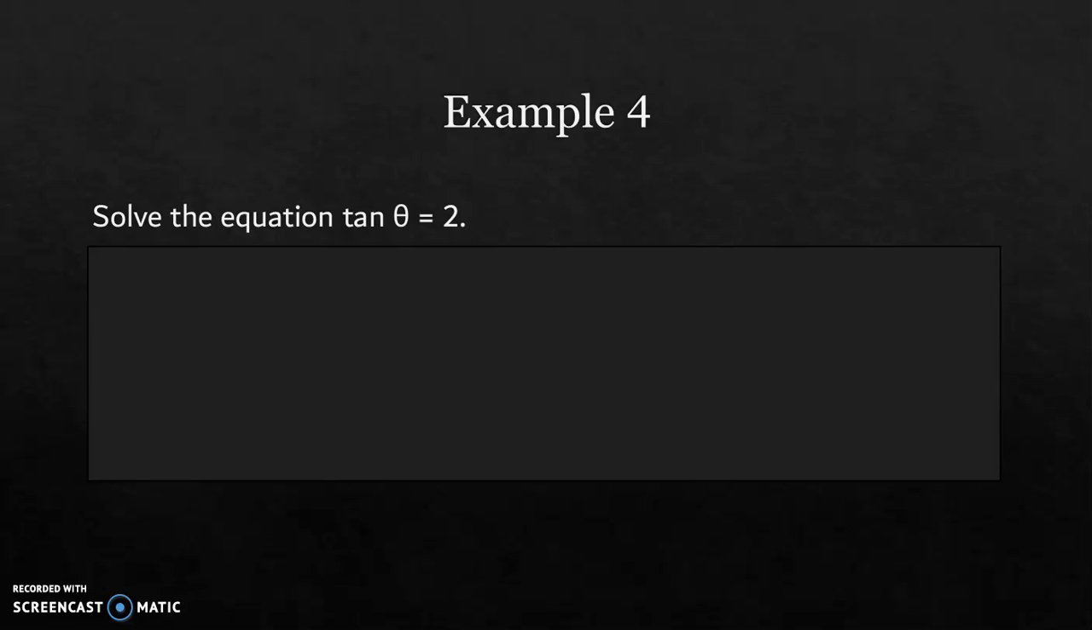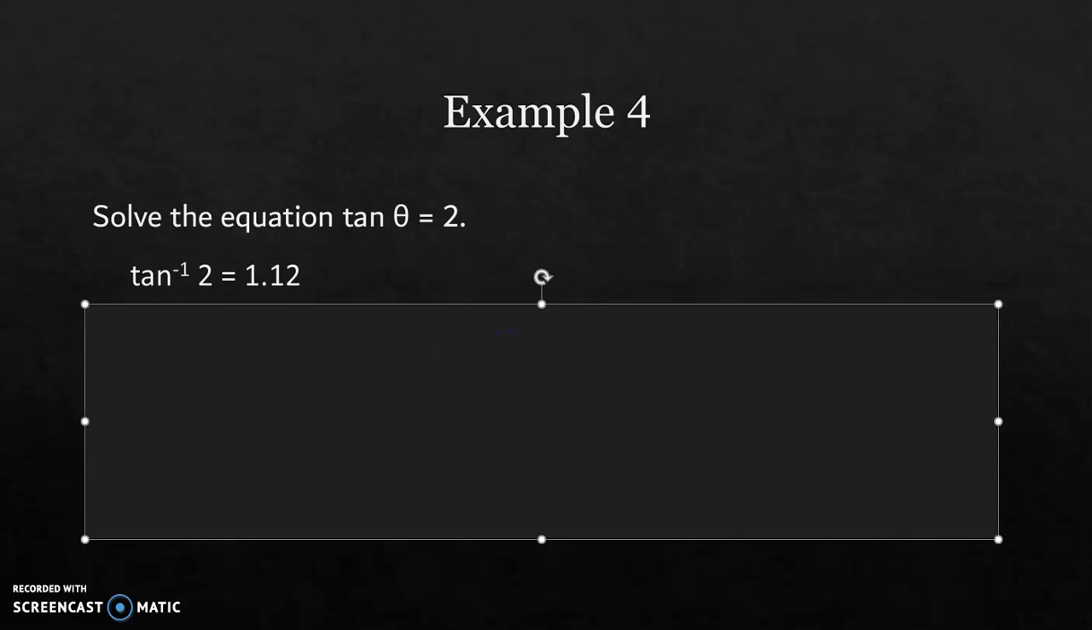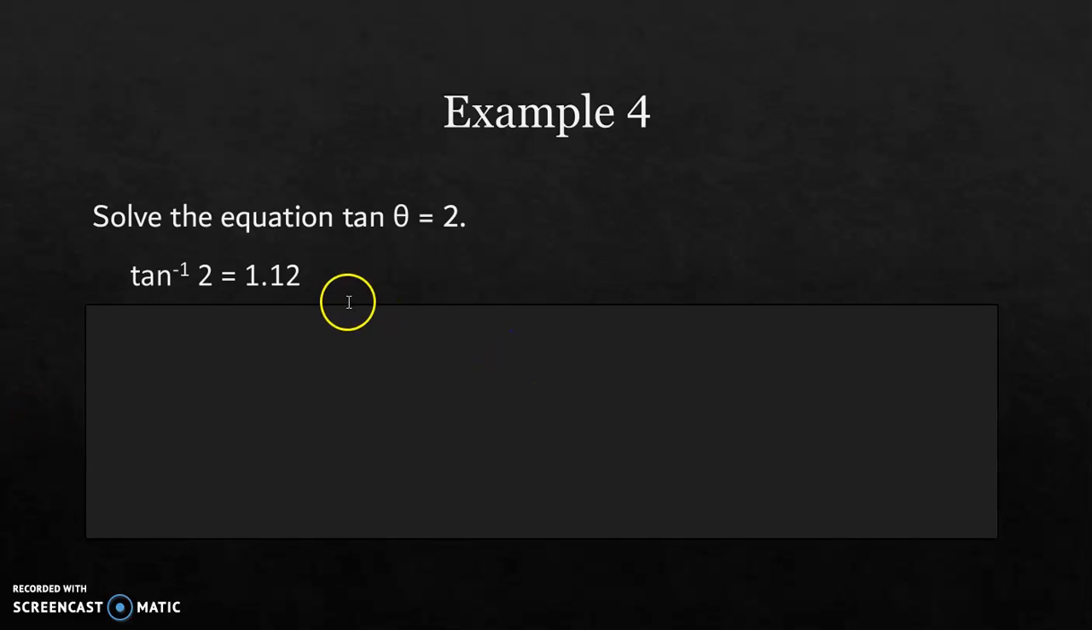Now, in a unit circle, tangent does not equal 2. You could have a tangent of square root 3. You can have a tangent of 1. You can have undefined. You can even have square root 3 over 3, or all of those things being negative. But we don't have tangent of 2. So again, this is going to go into our calculator. In a calculator, I found out tangent inverse of 2 is 1.12.